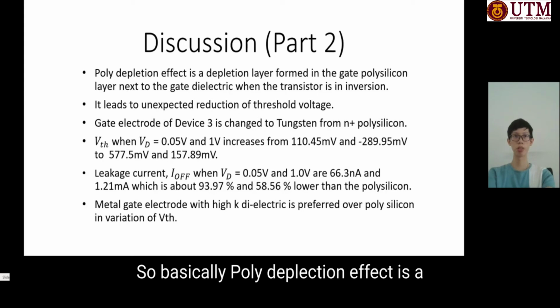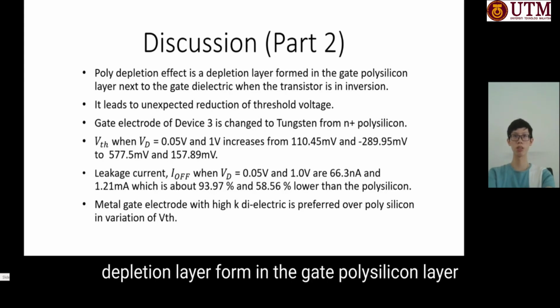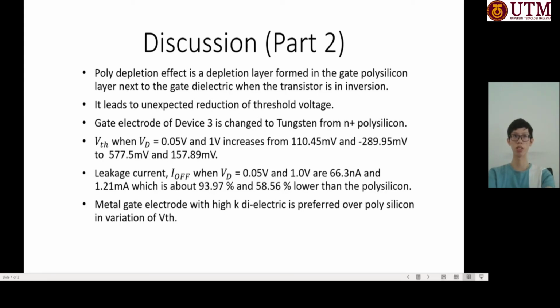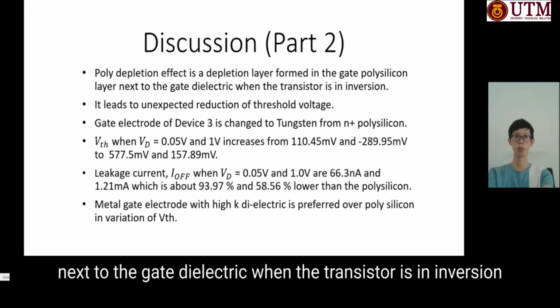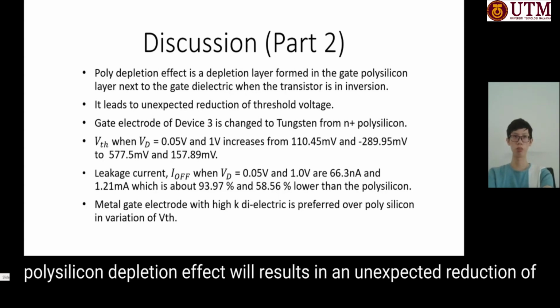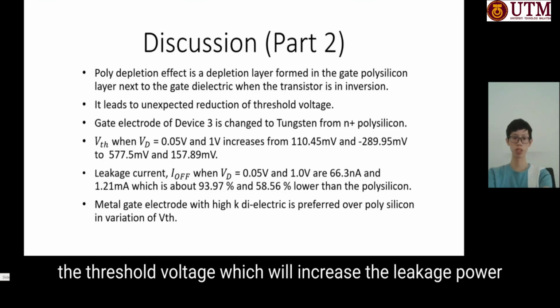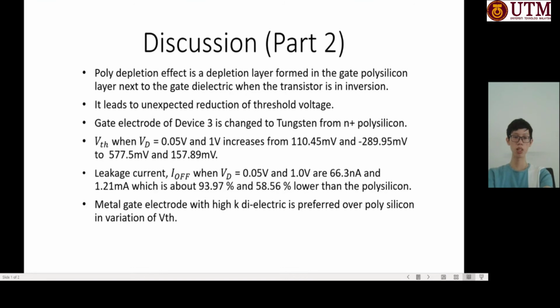I would like to talk about the second part of the discussion. Polysilicon depletion effect is a depletion layer formed in the gate polysilicon layer next to the gate dielectric when the transistor is in inversion. The polysilicon depletion effect will result in an unexpected reduction of the threshold voltage, which will increase the leakage power.